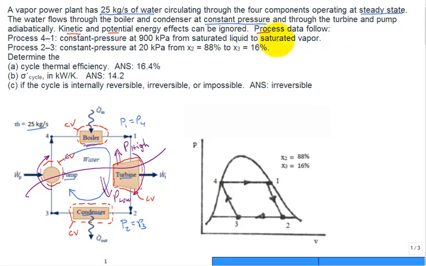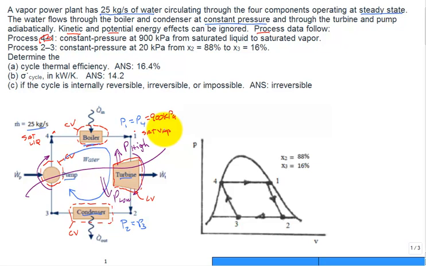Process data is as follows. So the process 4 to 1, that's through the boiler. You could just say this is through the boiler, if you like, is constant pressure, and that pressure is given to be 900 kPa. And it goes from saturated liquid to saturated vapor. So coming in at state 4, it's saturated liquid, going out saturated vapor.